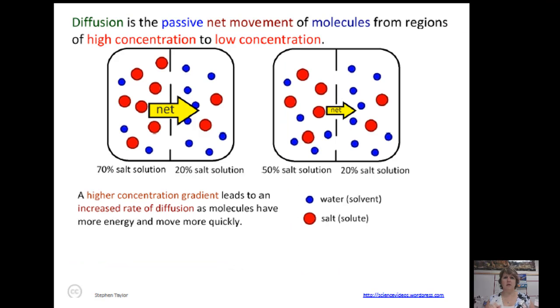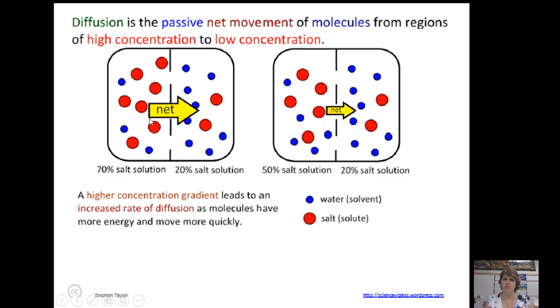All right, so if we look at this slide, there are a few different factors that affect diffusion, and here is one. The speed of diffusion is going to be affected by the concentration gradient. So for example, we have a 70% salt solution and a 20% salt solution. So the difference between 70 and 20. And then over here on the right, we have 50% and 20%. So that difference being between 50 and 20. So this difference of between 70 and 20 is much greater than the difference between 50 and 20.